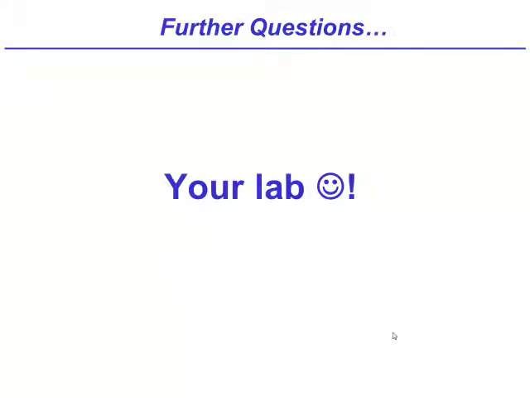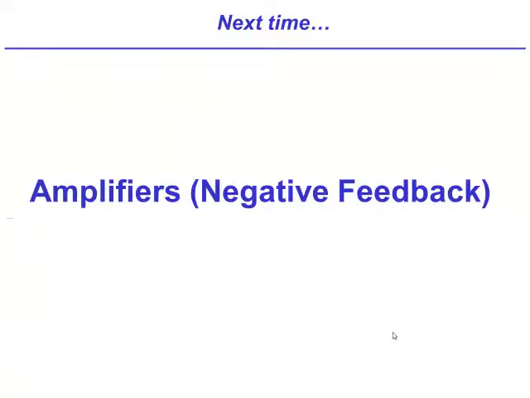Now, the next step is to actually go through the resistive circuits lab, and next time we will start with amplifiers or operational amplifiers in negative feedback. We'll be using chips or ICs to build interesting circuits. All right, see you then.